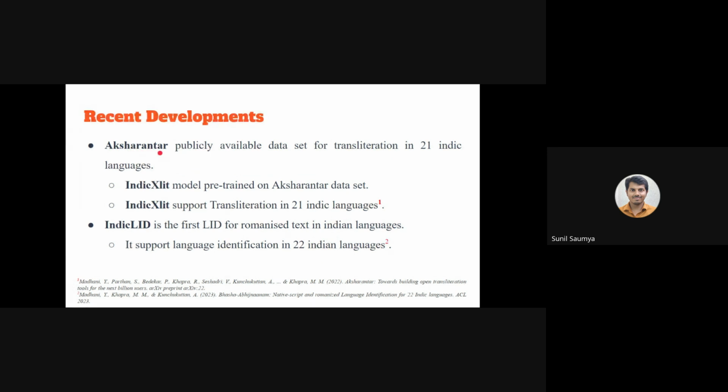It is the Aksharantar publicly available data set, and the Indic XLIT model. This is a model which is trained on this particular data set, which is a collection of 21 Indic language data set. And this was posted on arXiv in 2022, and it was published by the Institute AI for Bharat and IIT Madras.